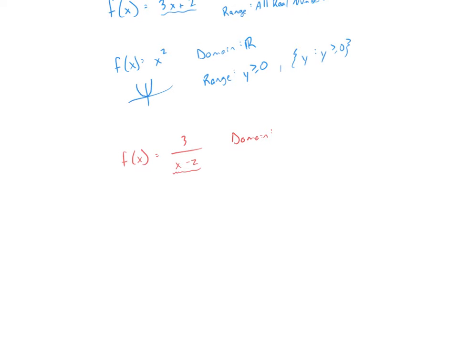So the domain is the set of all points x such that x cannot equal 2. All right, so how did I know that? I took my denominator, x minus 2, and I set it equal to 0. I solved for x equals 2. But really, we're saying x can't equal 2. That's bad. That doesn't work in this function.